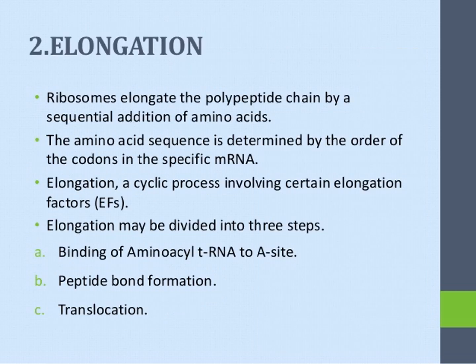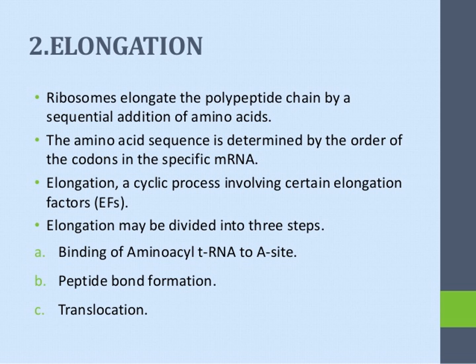Next one is elongation. Here the ribosome elongates the polypeptide chain by sequential addition of amino acids. The amino acid sequence is determined by the order of codons in the specific mRNA. So whatever codons are present in the mRNA, based on that, the tRNA will carry the amino acid and it will form the amino acid chain. In elongation also, certain elongation factors will come and play an important role.